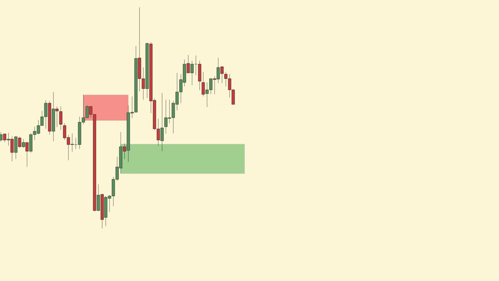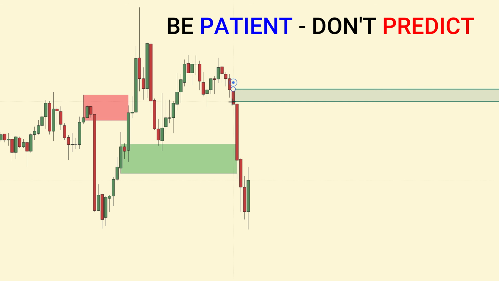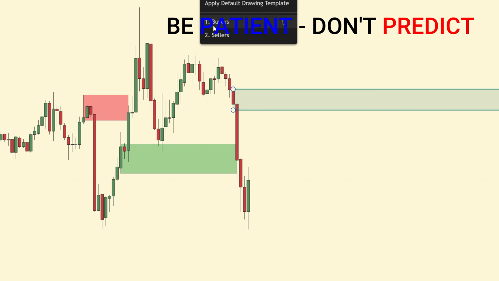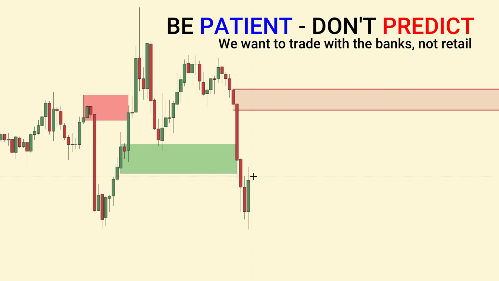And remember, we are not trying to predict that move, right? We have let the institutions show their hand. They showed their footprints on the chart by creating that explosive move to the downside, because only large players can create those large moves. We cannot do that. So now you know banks or large players or institutions are who we want to trade with. We don't want to be buying where retail is buying. We want to try to buy and sell where the large banks and players are trading from as well.